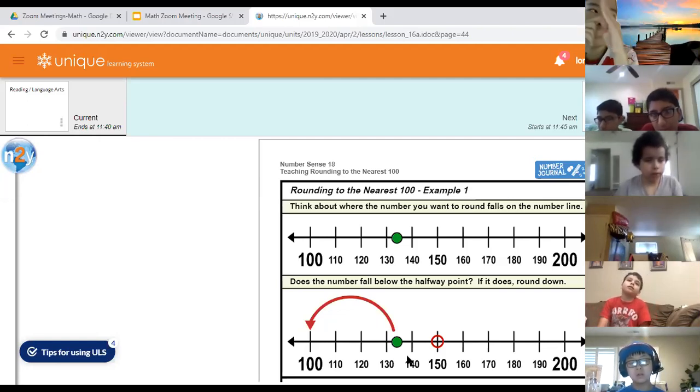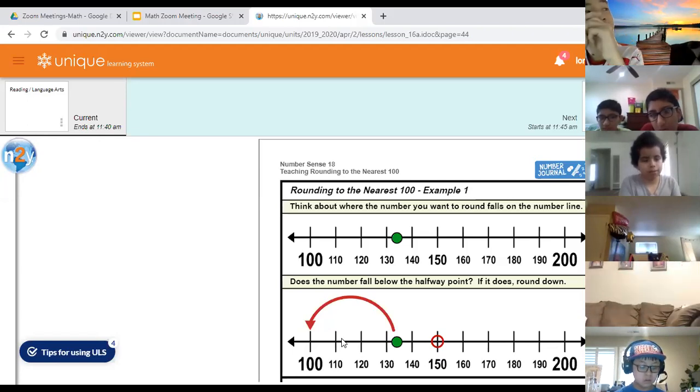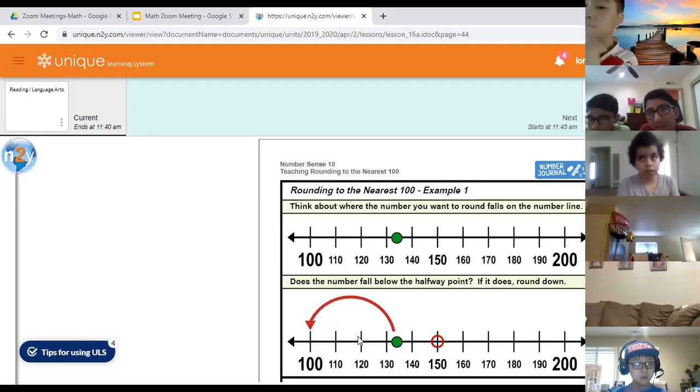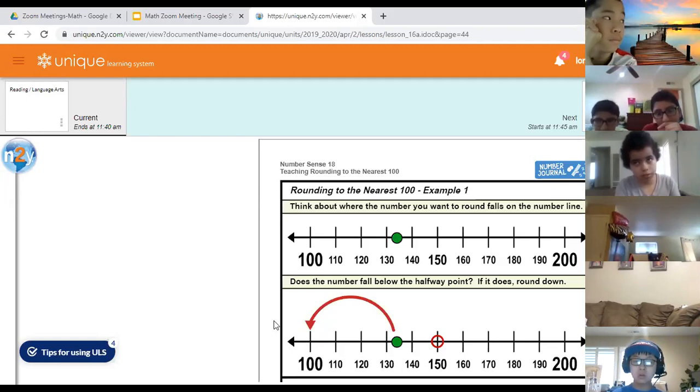Okay, so let's take a look at the numbers below the halfway point, aside from this one. Is 110 below the halfway point? Yes or no? Yes. So that means we round down. So what happens to 110 when we round that to the nearest 100? It becomes 100. Very good. Good job.